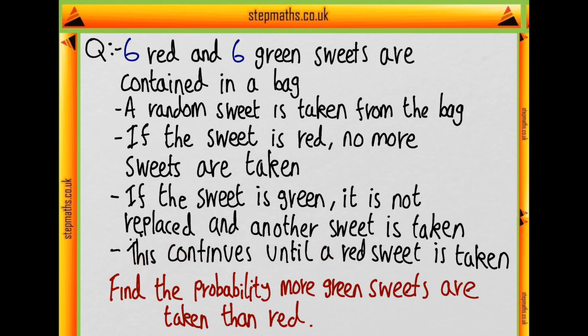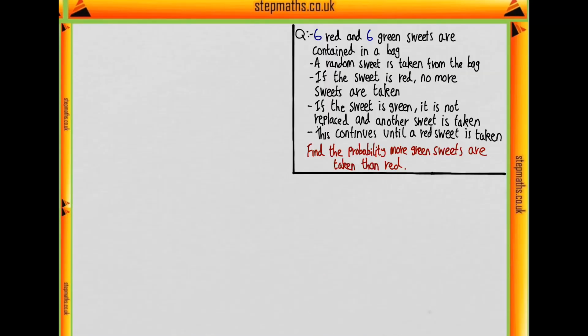And what we have to work out is the probability more green sweets are taken in total than red sweets. So how do we go about this? Because we've got an awful lot of information here that's a bit of a mess to interpret.